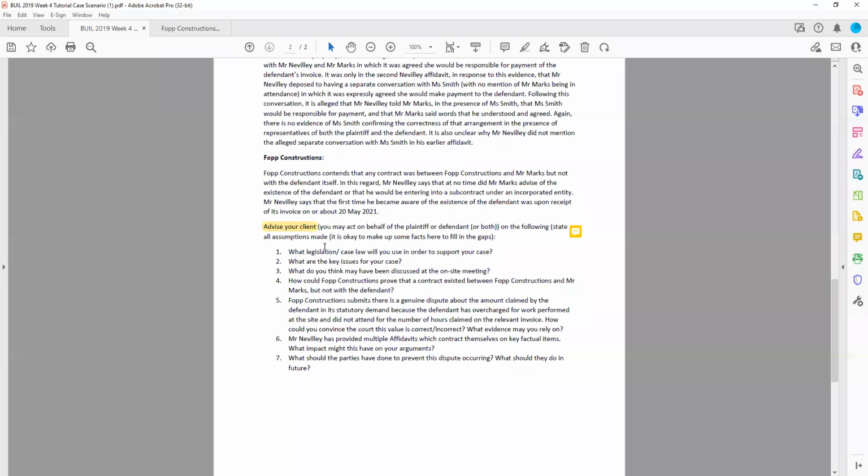So question 1, what legislation or case law will you use in order to support your case? So here we are looking for the rules in IRAC, aka legislation, case law. So I'm going to write that down. Legislation. Oops. And you know what? We're also going to try and look for some case law if available. Why not go for double points? Let's give it a go. We need to make sure that it's relevant to the case, which means it has to be relevant to either the plaintiff or the defendant. Then, what are the key issues?